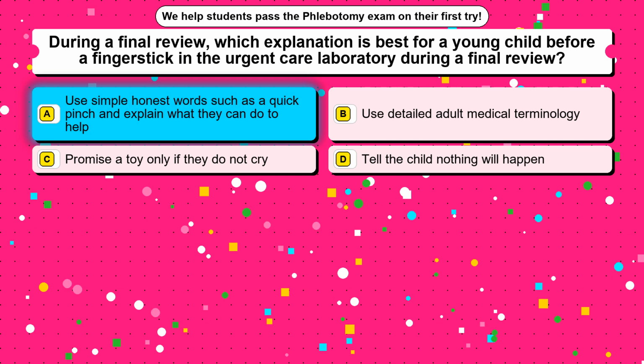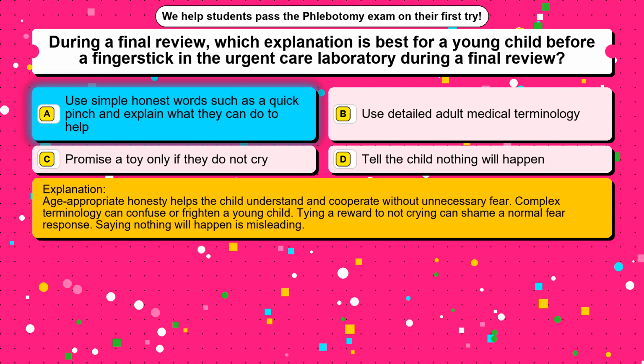The correct answer is option A. Use simple honest words such as a quick pinch and explain what they can do to help. Age-appropriate honesty helps the child understand and cooperate without unnecessary fear. Complex terminology can confuse or frighten a young child. Tying a reward to not crying can shame a normal fear response. Saying nothing will happen is misleading.